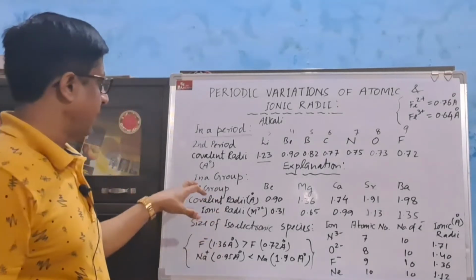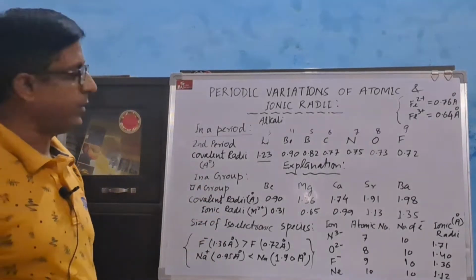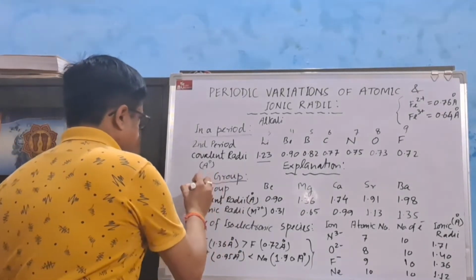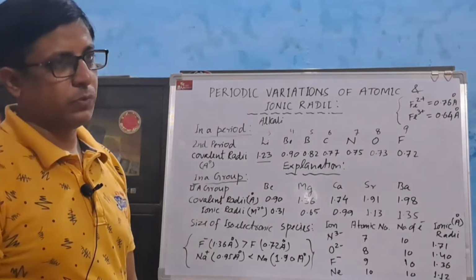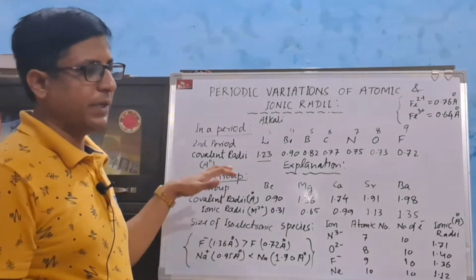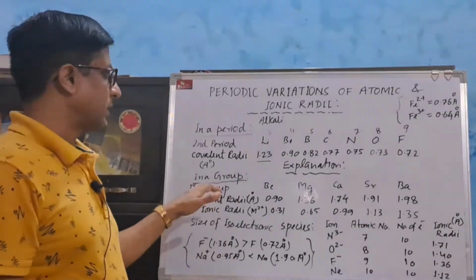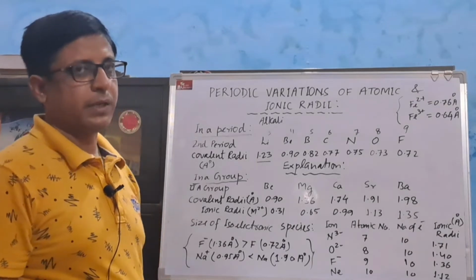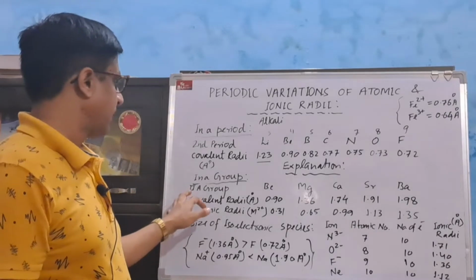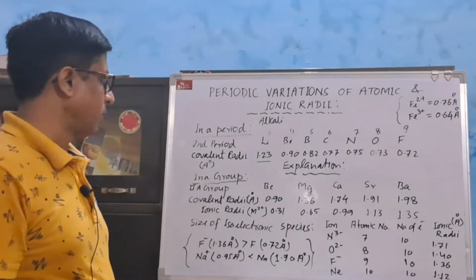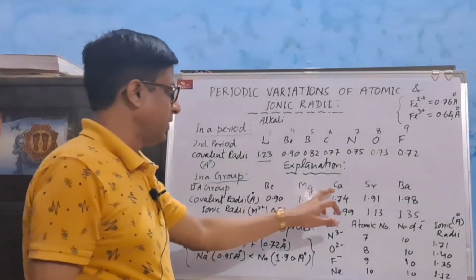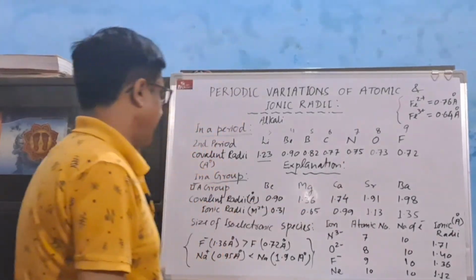Similarly, if we see the variation of atomic or ionic radii in a group, we see that when we move downwards in a group, from top to bottom, with the increase of atomic number, the size of atoms increases. Let us consider the second A group elements. These elements are the alkaline earth metals: beryllium, magnesium, calcium, strontium and barium.